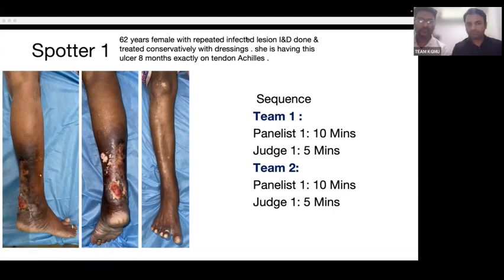Post-infective non-healing ulcer over posterior aspect of the distal 1/3 leg. Okay, anything more you want to tell? Just in the diagnosis, you have to tell the diagnosis only. So I'll help you out. This is the first question. So this can be just an infected ulcer, infected non-healing ulcer. If you want any information, you can pass on the question to the second team, sir.